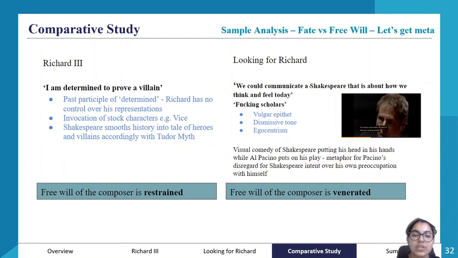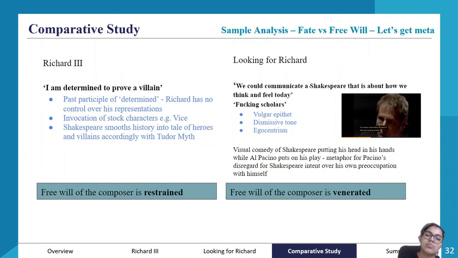Whereas with Looking for Richard, and there's a quote, we could communicate a Shakespeare that is about how we think and feel today. And then the way in which they derogatorily refer to scholars, as you can see in that quote there. So there's a vulgar epithet, a dismissive tone, and it's quite egocentric, right? There's that egocentrism. So there's a visual comedy of Shakespeare putting his head in his hands while Al Pacino puts on his plate. And that is a metaphor for Pacino's disregard almost of Shakespeare's work, of almost saying, this is the Shakespeare about how I think today.